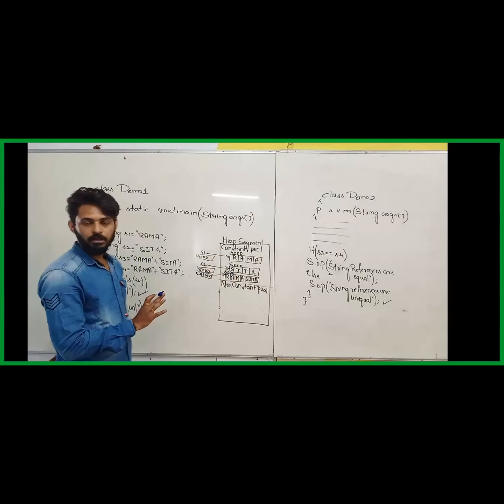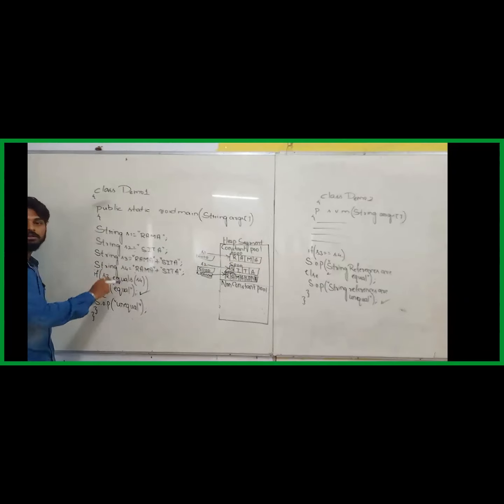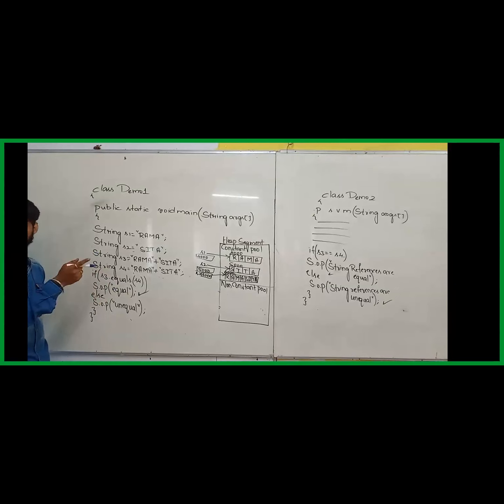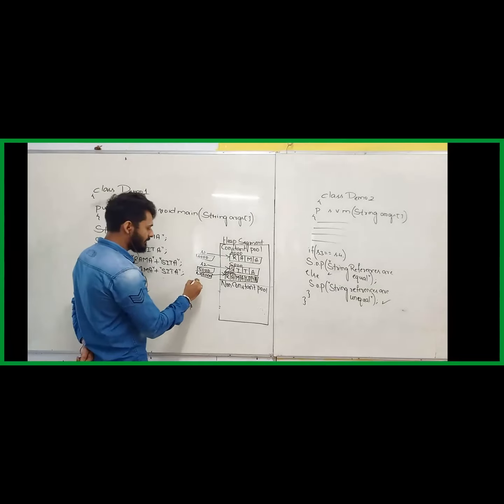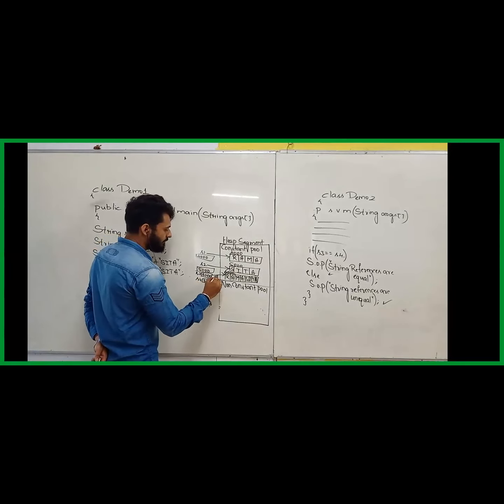Done. Next, come to S4. Where will S4 be allocated? It should be allocated in the constant pool. But what is the speciality of the constant pool? It will check for duplicates. Is there any duplicate with the same value? What is the value here? Rama Sita. Is there any existing string with the same value, Rama Sita? Yes. If it is there, what will it do? It will not create a new one. Rather, it will just create one reference and start pointing to the same string.